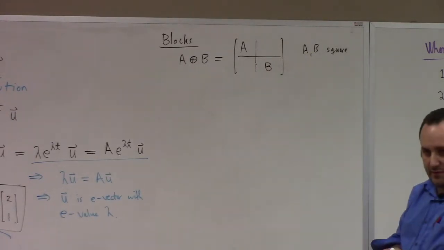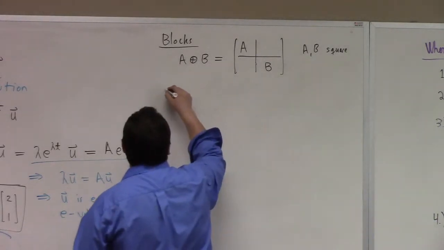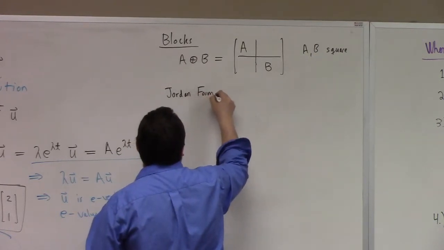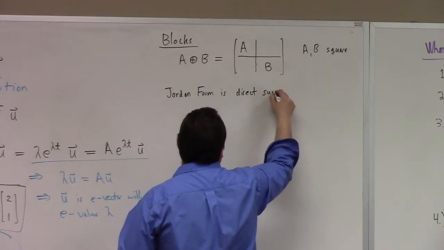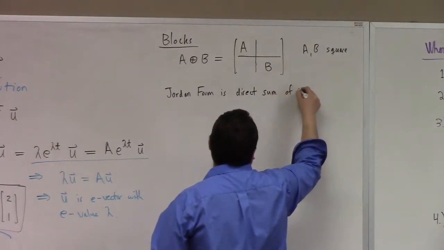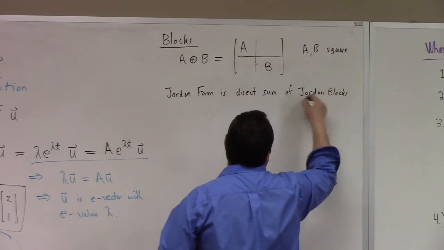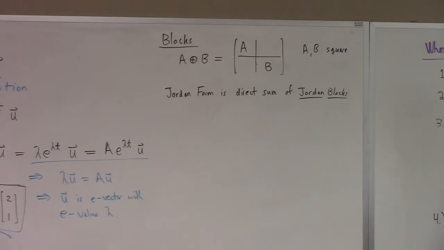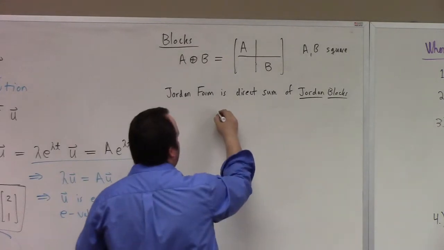So the Jordan form. What is a Jordan form? Jordan form is a direct sum of Jordan blocks. Begging the question, what is a Jordan block? All right, well, let's start out at the beginning. It's a very good place to start, right?